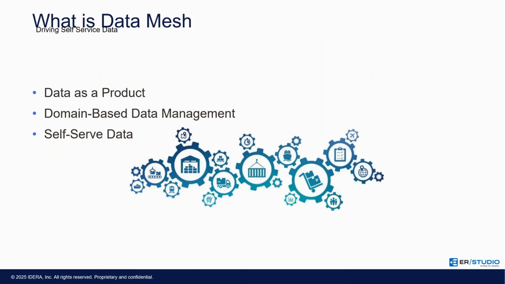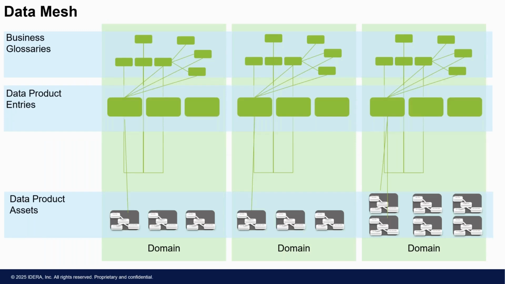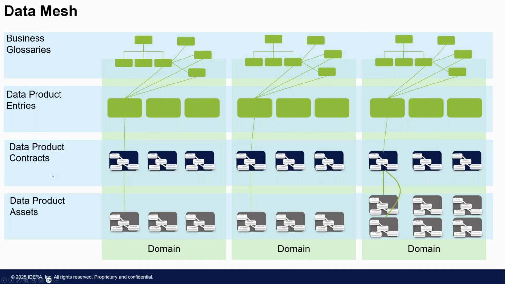In fact, I've got some slides on it. So yeah, data as a product, a domain-based approach and self-service data. With our data product design, we split the organization into domains. Each domain will have a business glossary and some data product entries. Great. And then we're going to realize that with physical assets. Each of these gray boxes represents a physical asset, which might be a star schema, might be a JSON file in a Kafka streaming service, whatever it is. And the missing piece here is the notion of a contract associated with every data product.